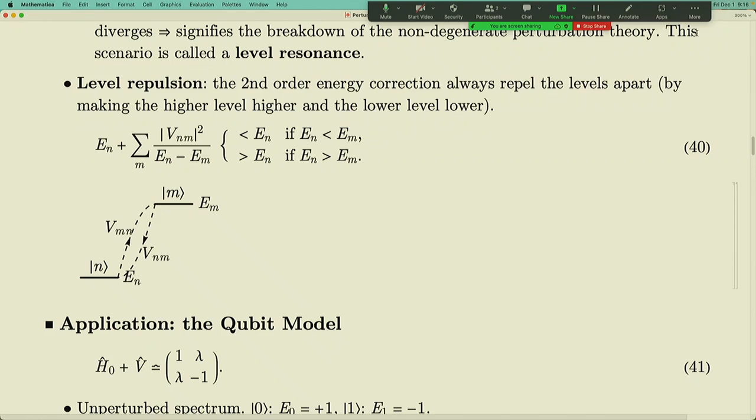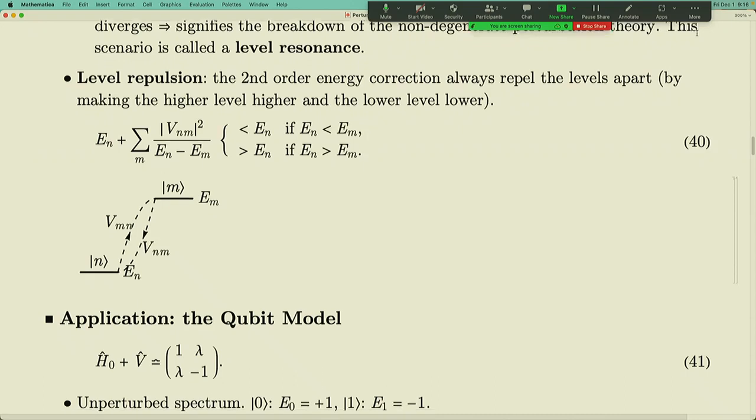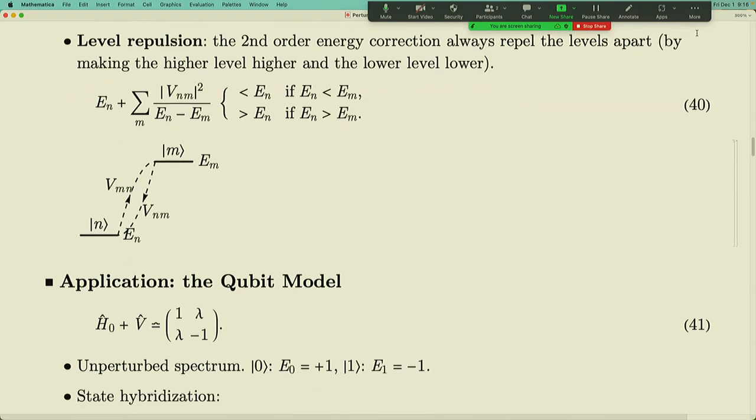So this effect helps us to memorize, because it's really difficult to memorize whether the denominator is n minus m or m minus n. It's easy to understand the numerator, because it involves a second order process, you need to go there and come back. But what about the denominator? And this story that I just told is a way to memorize this effect that the levels always want to repel. Okay, such that you don't get this sign wrong, basically.